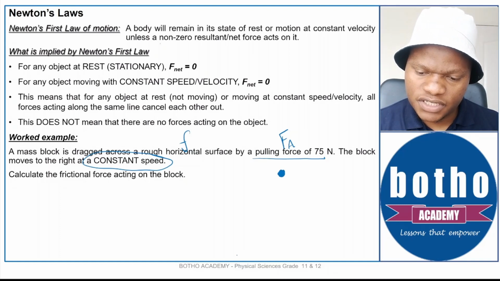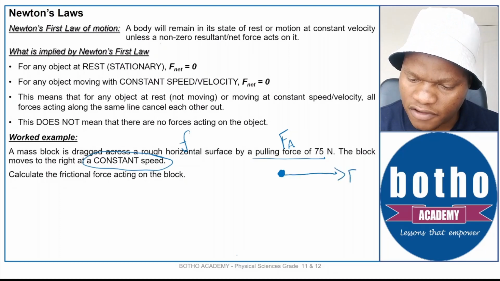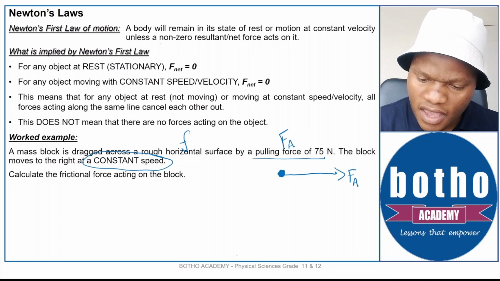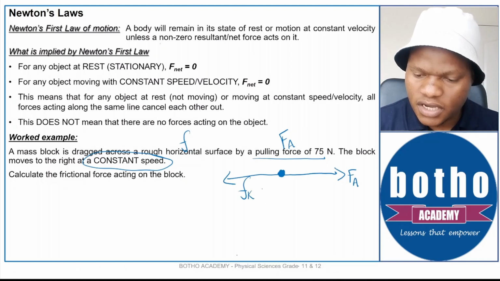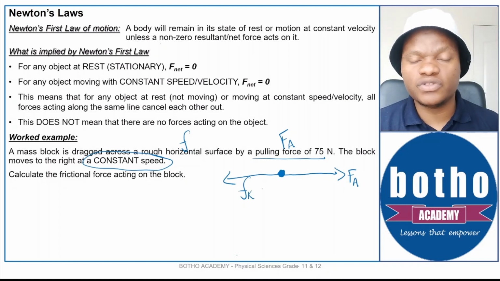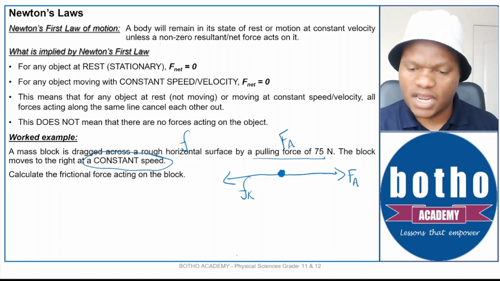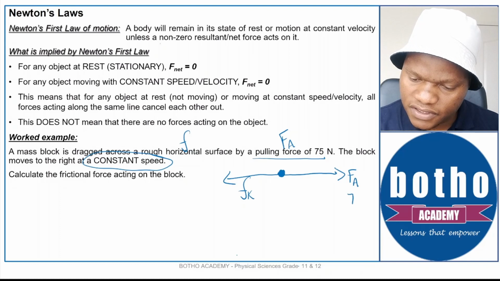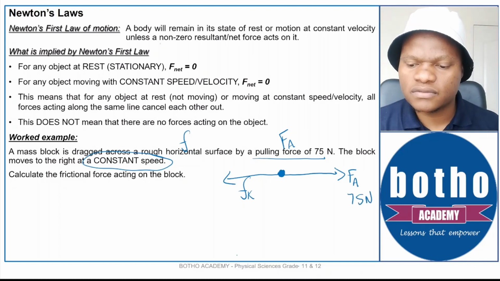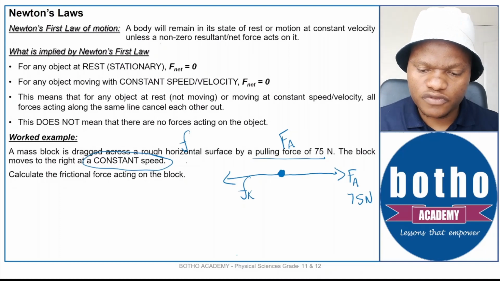It means this is an object that is moving to the right, therefore it's being pulled to the right by Fa, and there is a frictional force. Of course, because this thing is moving to the right, the frictional force will be a kinetic frictional force, and it must be to the left. Why is it to the left? Because the object is moving to the right. The applied force here is 75 newtons.